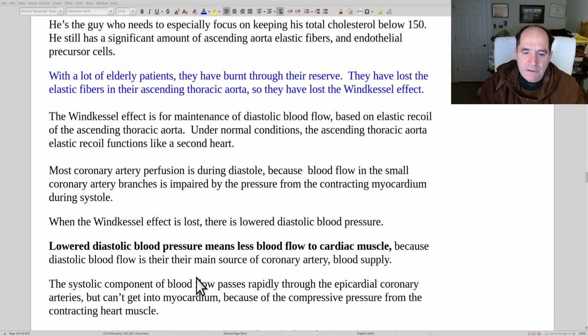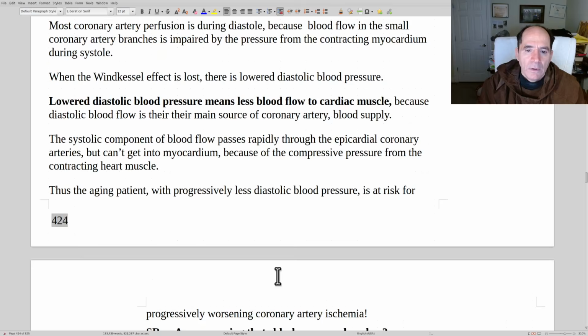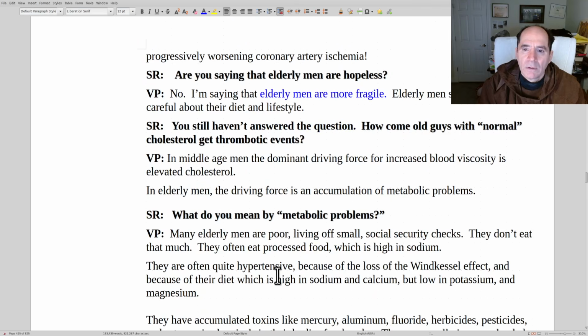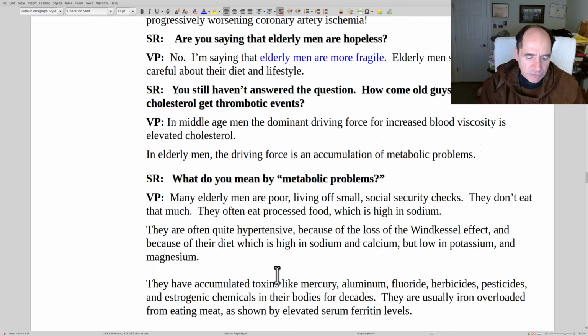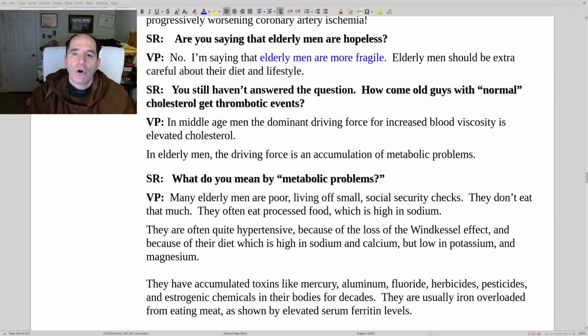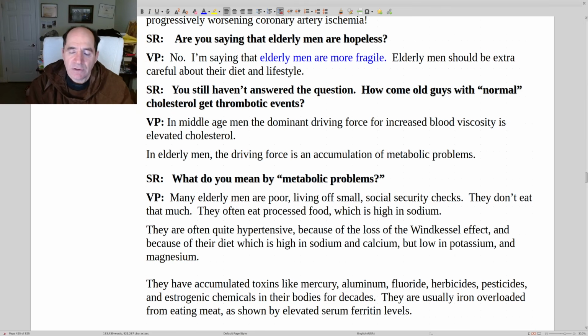Okay, lower diastolic pressure. We talked about that. And then the question is sort of what I was getting at. Are you saying that older people are hopeless? No, I'm not saying they're hopeless, but I'm saying it is harder to have success in them. They have to have their mental capacity, their intellectual sharpness, their curiosity, their inner drive to fix themselves, to improve themselves. If they've got that, they can do great. Most of them don't, but the ones who do can do great.